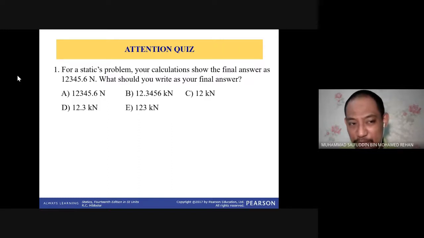And if you look at the textbook, this is the reason why. In Newton you cannot go to three significant figures, because in Newton you cannot suddenly say 12300. That's wrong, because 12345.6 cannot become 12300 Newton. In the real world, there's no equipment that can give you 12345.6 Newton. So that's why they convert it to 12.3 kilonewton, because the logical answer should be in three significant figures.